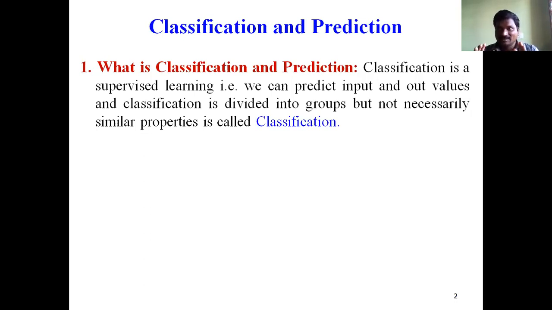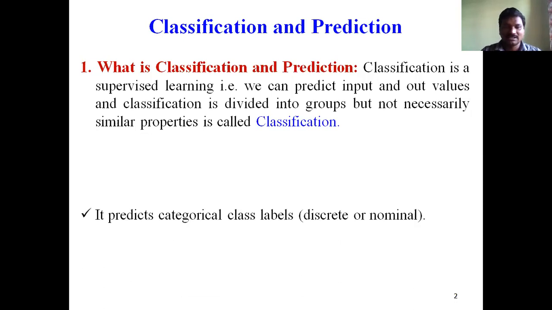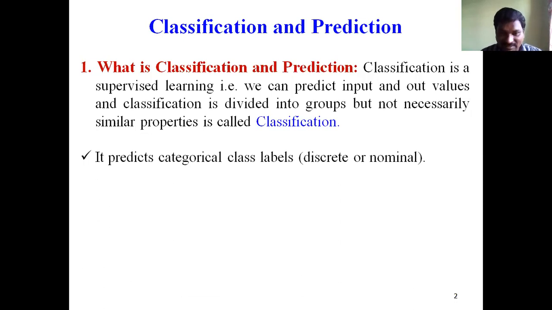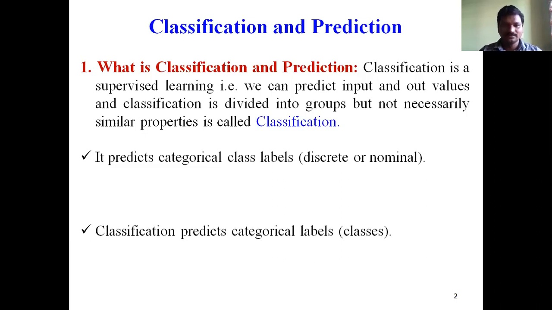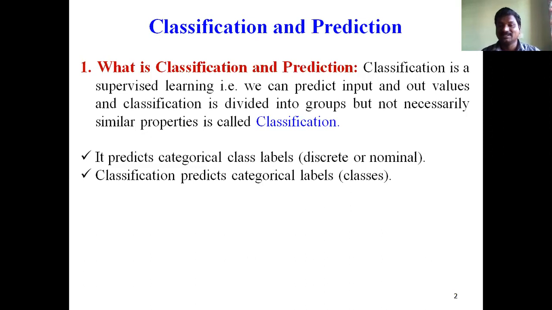Here we have some data. For example, employee data, student data. Here you are dividing the data into different groups, not necessarily with similar properties, and that is called classification. That means the classification predicts the categorical labels. Here class labels, those are all called class labels. This type of classification is applicable for discrete data and nominal data. And classification predicts the categorical label.